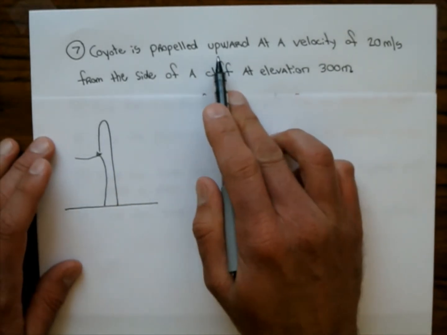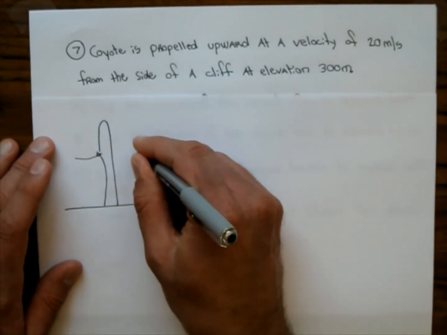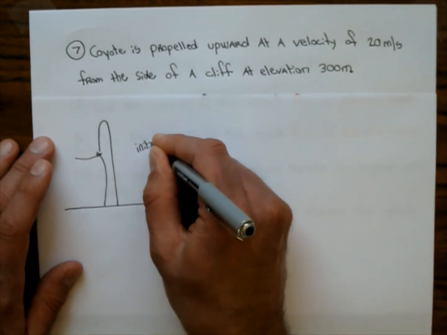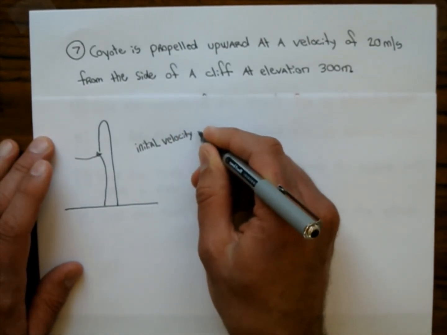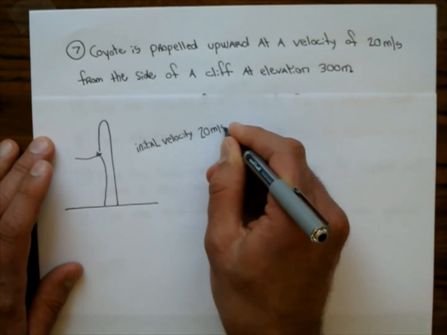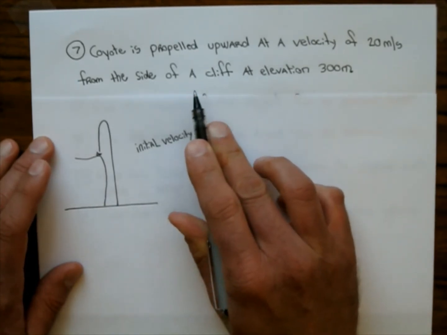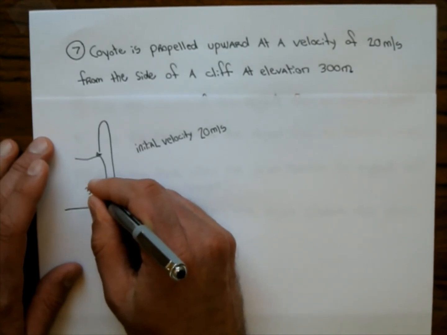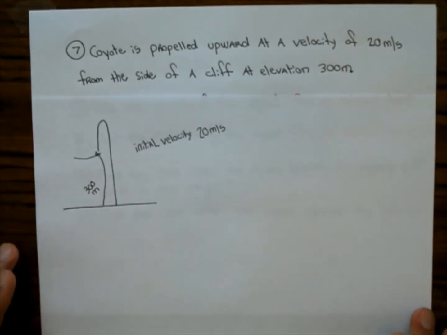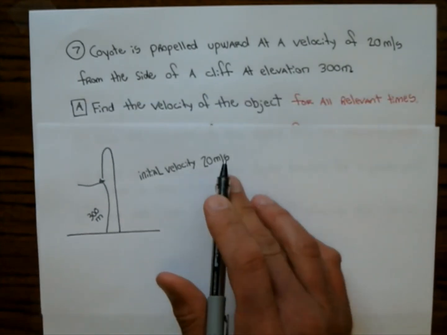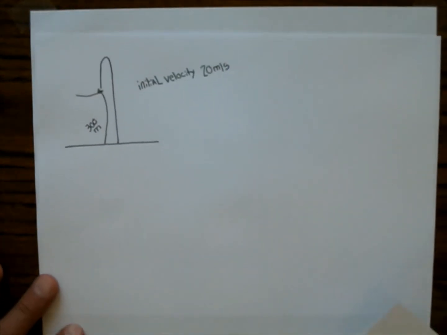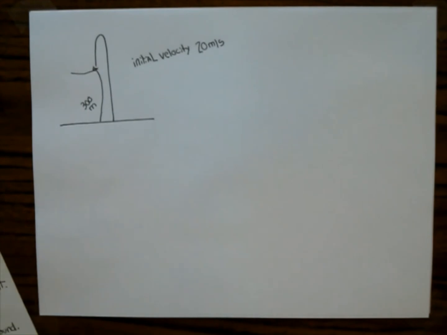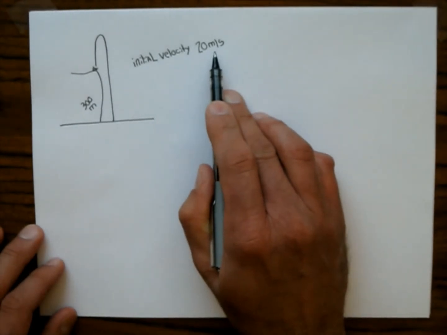So when they say propelled upward at a velocity, sometimes people call this the initial velocity, which is 20 meters per second. And the side of the cliff has an elevation of 300 meters. So there's the picture. And we are to find the velocity of the object and the position of the object. I'm going to move this out of the way so we can do some of the problems that we're asked to do.